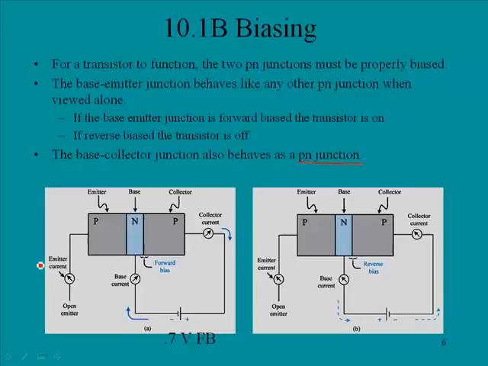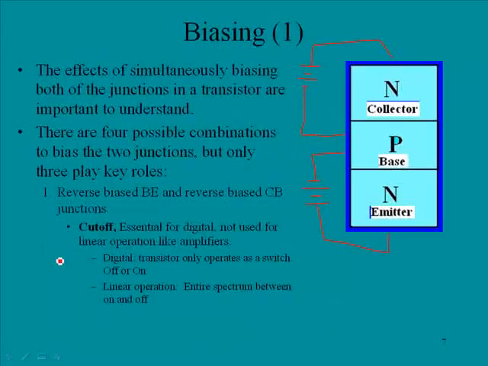We're just showing the fact that this behaves just like a diode, and the base emitter would function just like a diode as well. Okay, we're going to be looking at a number of different types of biasing. The effects of simultaneously biasing both of the junctions in a transistor are important to understand. There are 4 possible combinations to bias the two junctions, but only 3 play key roles, so we'll be looking at 3 of them. Okay, the first one is reverse bias BE, base emitter, and reverse bias collector base junction.